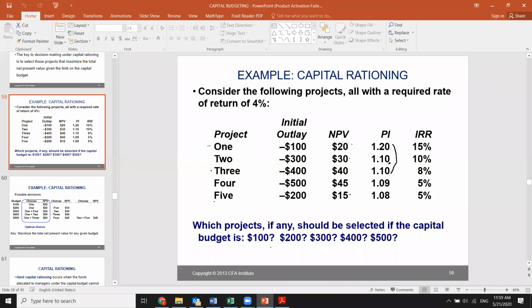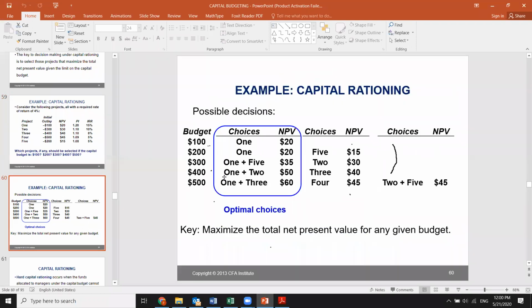But what about IRR? Look at the IRR. IRR is not really a reliable investment criterion, as we said before, because there are multiple IRR issues. If negative cash flows happen twice in a project, you may have more than one IRR in the same project. And so you will be in a difficult position deciding which IRR to choose. So this is the decision actually. Let me stop here. This is what we have decided: making the optimal choices that maximize the total net present value for any given budget.